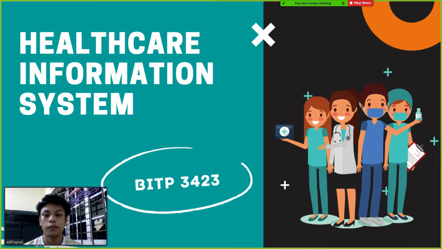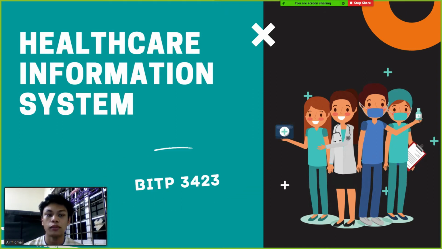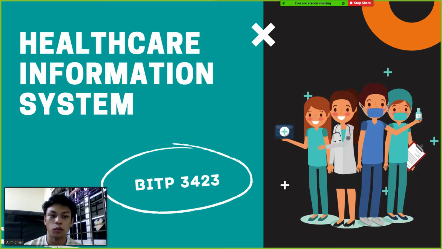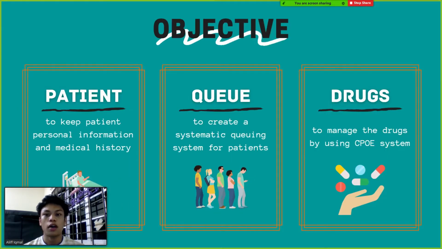So today I'll be presenting our system for BITP 3423 special topic for software engineering. We have developed a system called Healthcare Information System. Basically, Healthcare Information System is a system that helps to ease the process of consultation between the patient and also the doctor. So we have three different objectives.